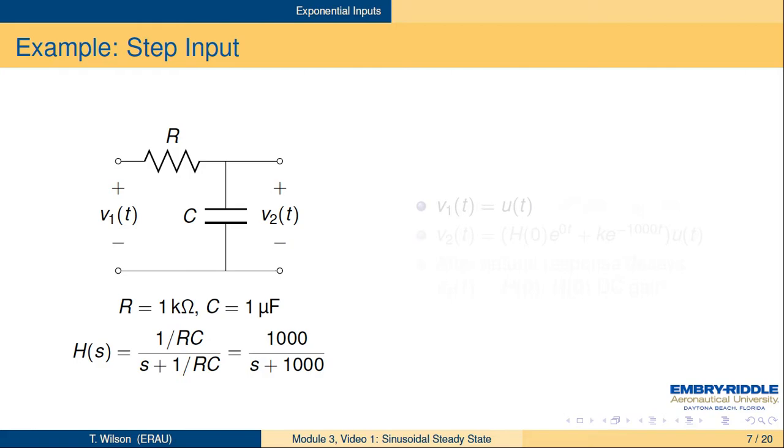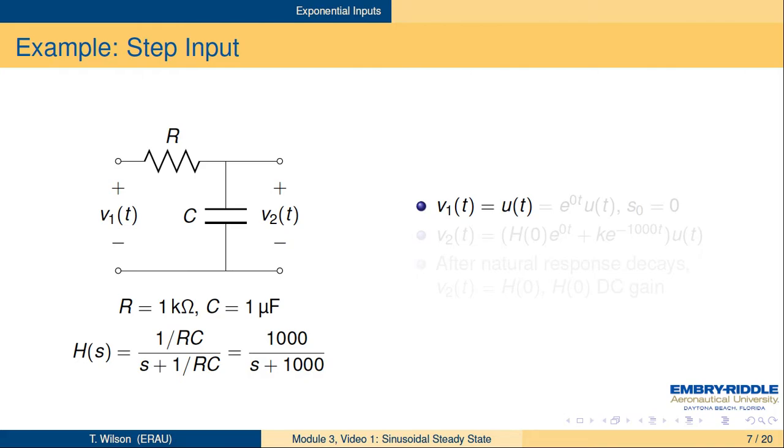Let's look at an example with the step. Here's the RC circuit with the output across a capacitor. Here's some familiar parameters. We know the network function here, (1/RC) over (s plus 1/RC). We've done it a bunch of times, and we'll plug those in, we get 1,000 over s plus 1,000.